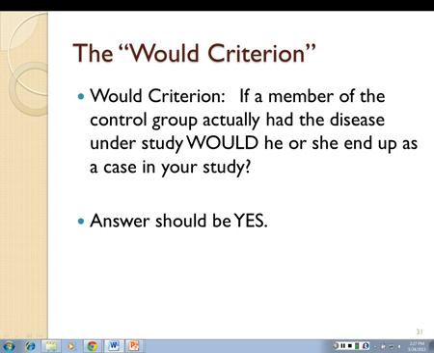Now, for the Wood criterion, we ask ourselves, if a member of the control group actually had the disease under study, would that person be considered a case in your study? Because we want controls to be a sample of the source population that gave rise to the cases. The purpose is to provide information on the exposure distribution in the source population.